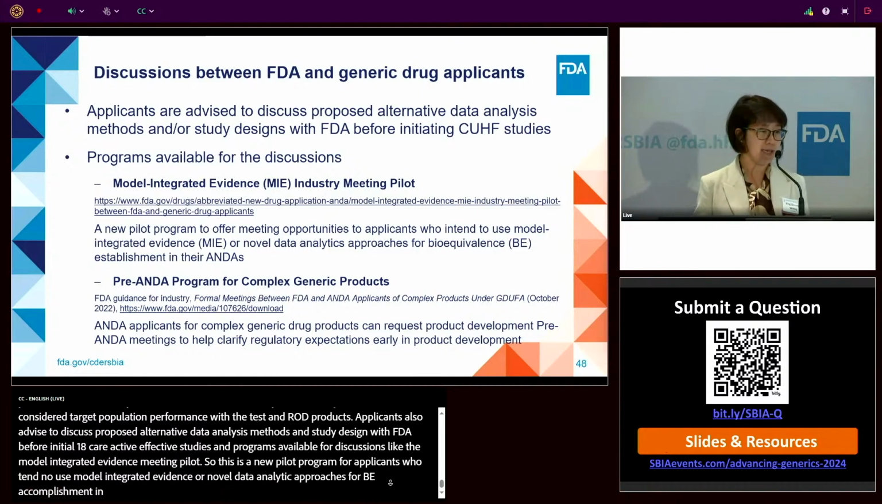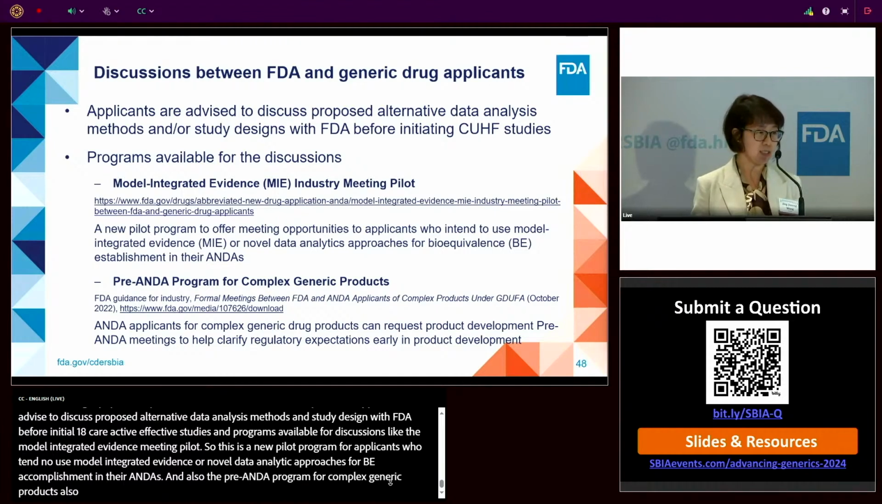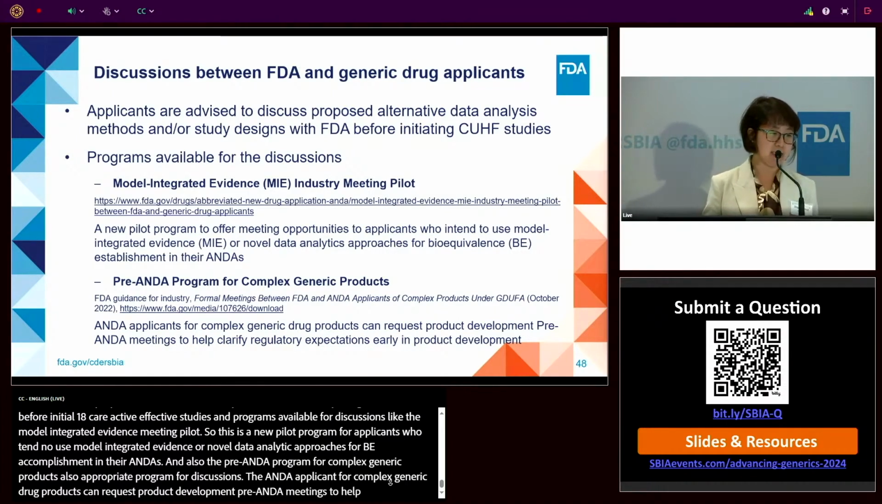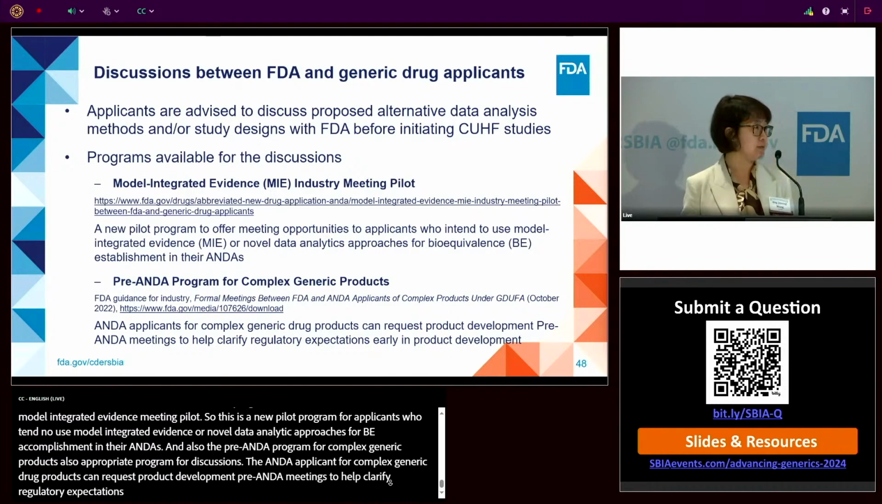Also, the pre-ANDA program for complex generic products is an appropriate program for the discussions. The ANDA applicants for complex generic drug products can request product development pre-ANDA meetings to help clarify regulatory expectations early in their product development stage.